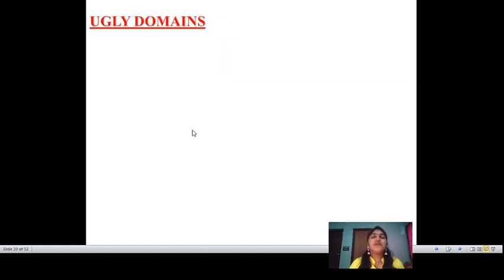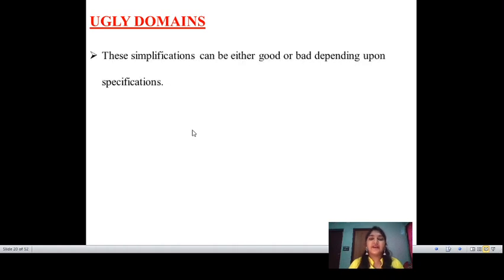So what are ugly domains? What is meant by an ugly domain? I already told you that an ugly domain is nothing but a bad domain. It gives more complexity, it gives more bugs. And what are the main simplifications in the ugly domains? We simplify in this way, then the ugly domain is converted into a nice domain.